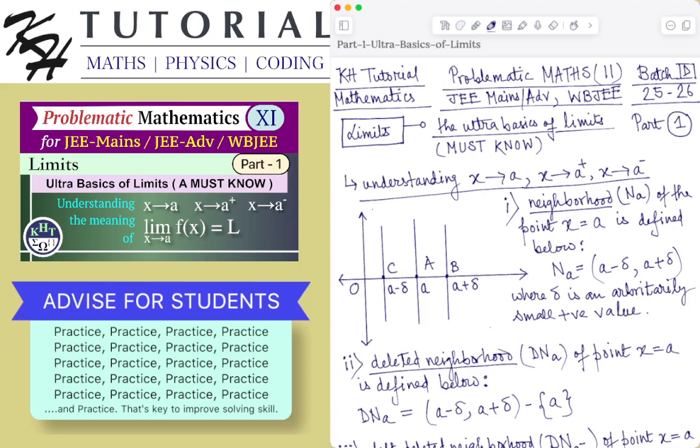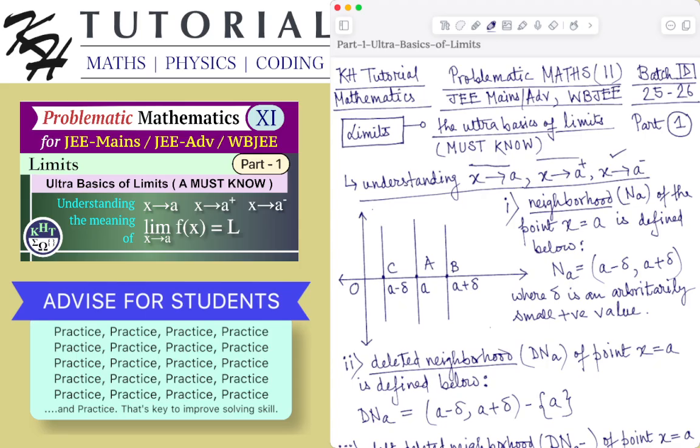Now I will be using a few notations, so it might sound boring, but if you understand the notations, the concept behind them is very simple. It is not at all complicated. This arrow operator means tends to, so this means x tends to a, this means x tends to a positive, and this means x tends to a negative. What exactly does it mean?